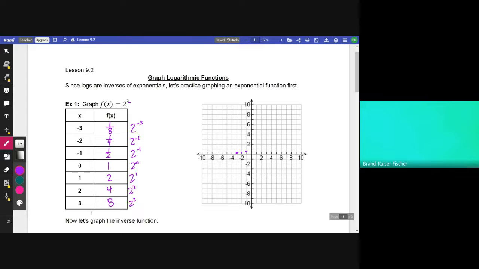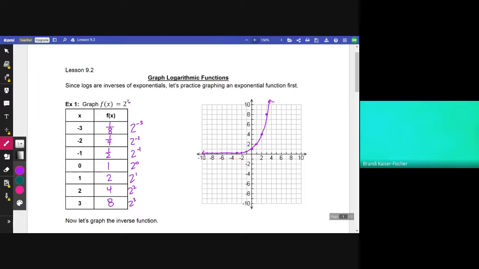The rest of these should be pretty straightforward. 0, 1, we graph here, 1, 2 is here, 2, 4 is here, and then 3, 8. We graph this last one. And this is a basic outline for our exponential function. Okay, so we connect these.